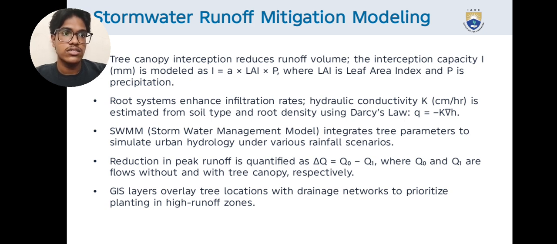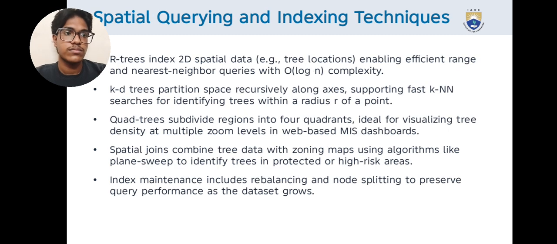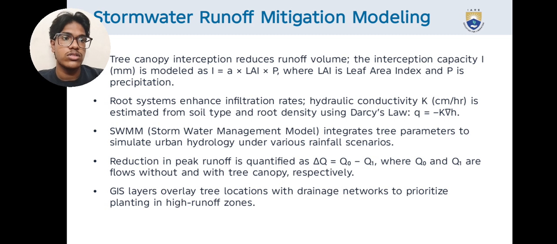Hydraulic conductivity K in cm per hour is estimated from soil type and root density, using decay, log Q equals minus K delta H. SWMM, the Stormwater Management Model, integrates these parameters to simulate urban hydrology under various rainfall scenarios. Reduction in peak runoff is quantified as delta Q equals Q0 minus Q1, where Q0 and Q1 are flows without and with canopy respectively.